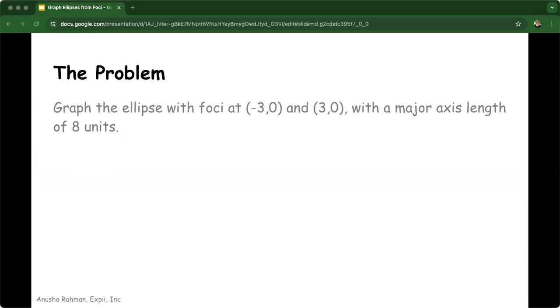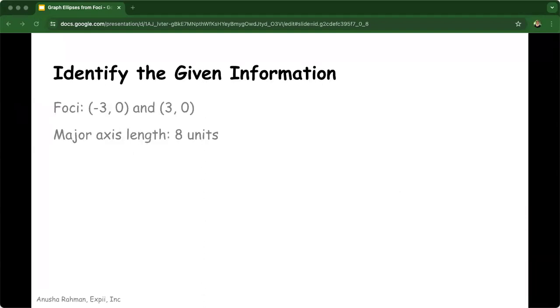Graph the ellipse with foci at -3, 0, and 3, 0, and with the major axis of length 8 units. So the foci are -3, 0, and 3, 0. The major axis length is 8 units. This is the given information that we have.